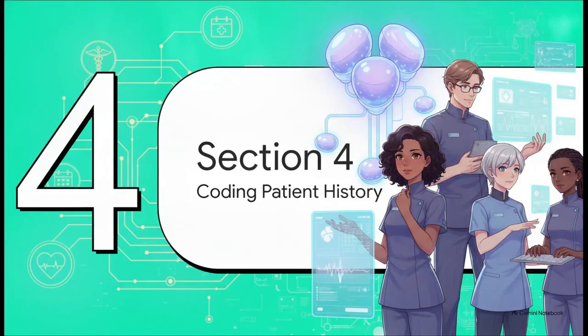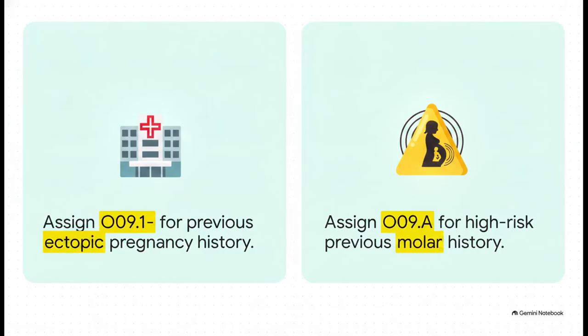Section 4. Coding patient history. Accurately capturing a patient's history is absolutely vital because past conditions significantly increase the risk for future pregnancies. Patients who have had an ectopic or molar pregnancy are at a much higher risk of having the exact same complication in a subsequent pregnancy.